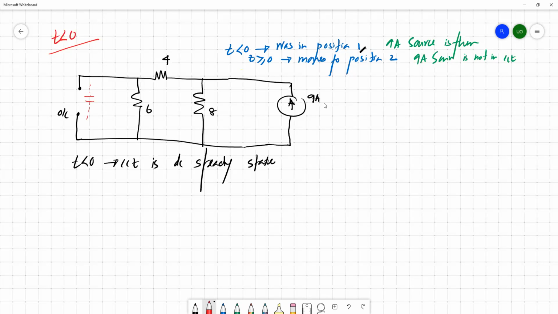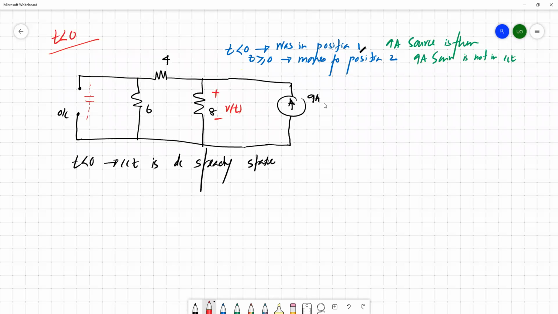Now, we can easily evaluate the voltage across the capacitor. For this particular question, they ask for the voltage across this 8 ohm resistor. But the problem is, for these resistors we cannot define initial conditions because it's not an energy storing element. We can define initial conditions only for the energy storing elements, for these capacitors and inductors. So we cannot find the initial condition for this 8 ohm resistor here.